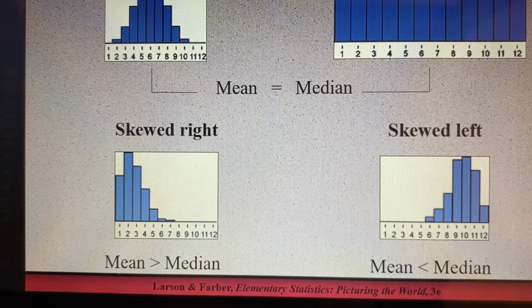Here, if this data is skewed left, the tail is going to the left, and it's pulling the mean, or the average, to the left as well. So if the data is skewed left, the tail brings down the average, making the mean less than the median.